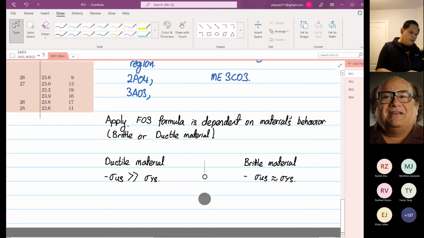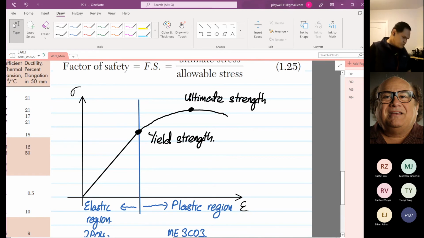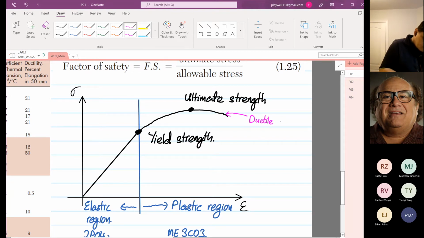Okay, so now when we go back to our stress strain curve, this curve over here is for our ductile material. For a brittle material, the behavior goes like this. Brittle material usually has higher Young's modulus, but because it's brittle, it will just do this.